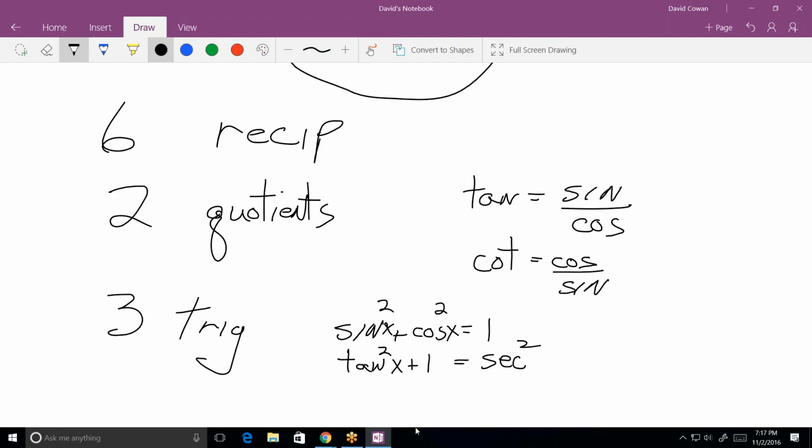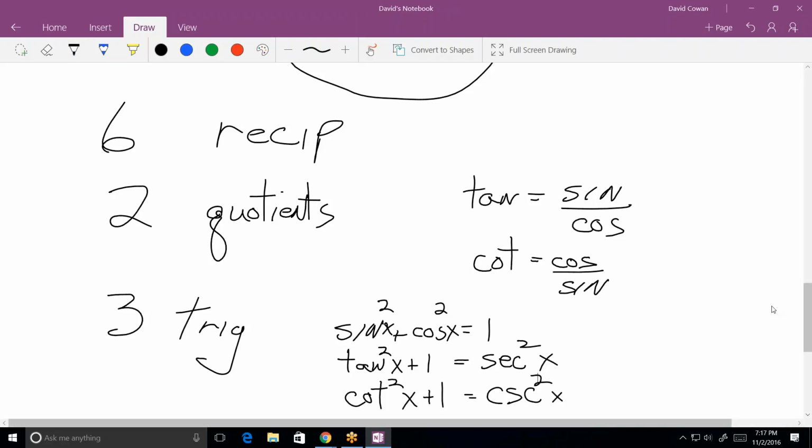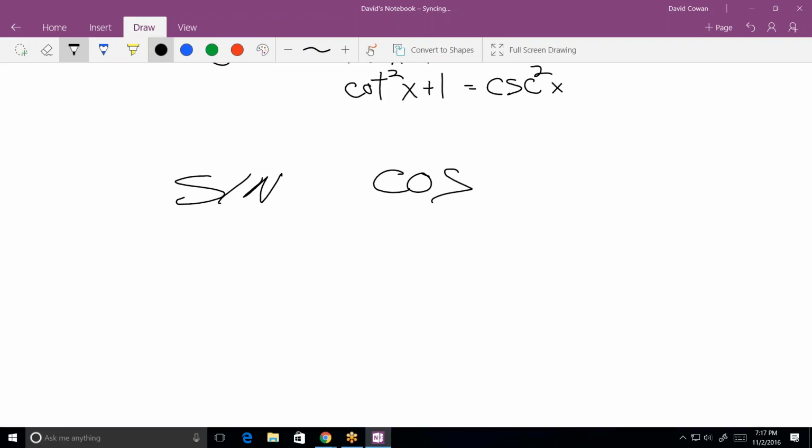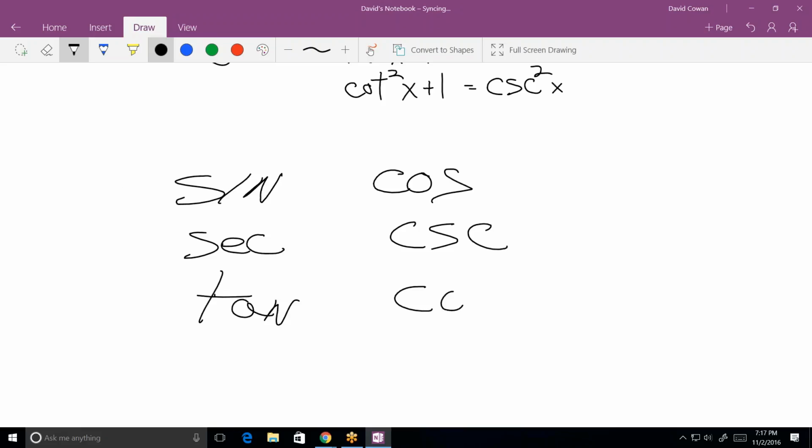And then the third one is the cofunctions of the second one. And before I confuse you with the word cofunction, we haven't talked about cofunction yet. Let's do that now. Cofunction merely means the trig function with the word co in front of it. So the cofunction of sine is cosine. The cofunction of secant is cosecant. And the cofunction of tangent is cotangent. These are the easiest ones to remember.